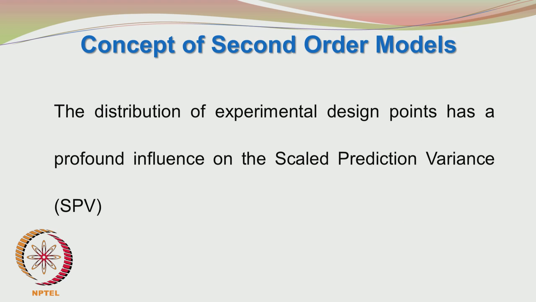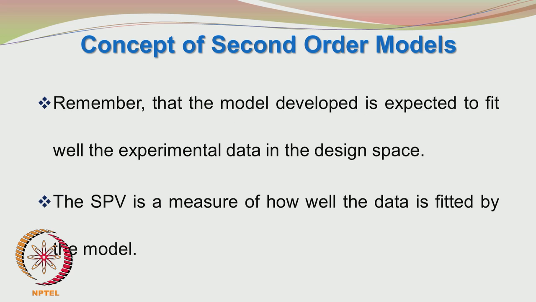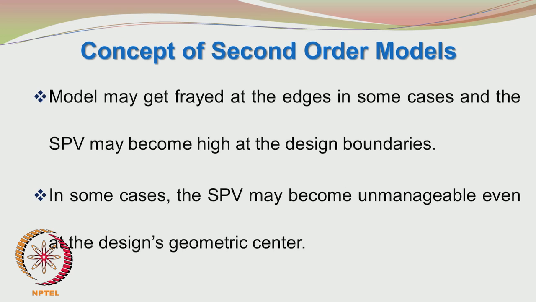And now the distribution of experimental design points has a profound influence on the scaled prediction variance. Recall that the model developed is expected to fit the experimental data properly in the design space. The SPV is a measure of how well the data is fitted by the model. These concepts are very interesting for the simple reason that they are over and above what we usually are aware of in experimental design.